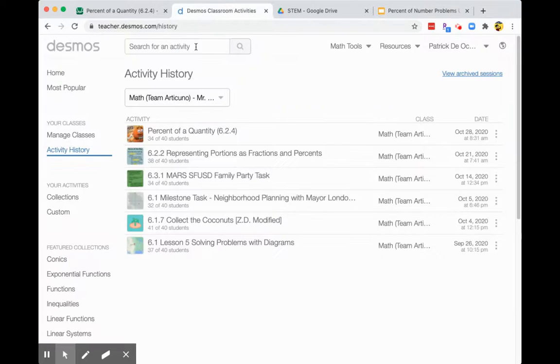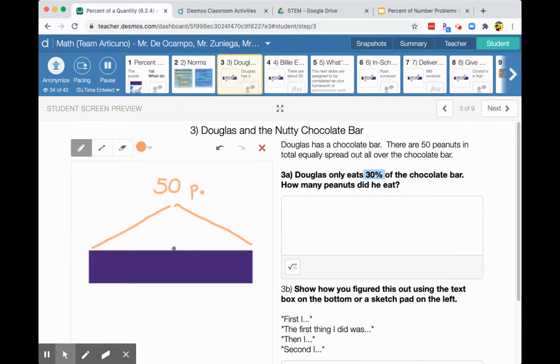So what I'm going to do is, I know 50% is right around here. Now let's change the problem a little bit. Sometimes in math, it's okay to change the problem a little bit to help us understand. What if Douglas ate all of the chocolate bar? What if Douglas ate 100% of the chocolate bar? All right, let's represent that. 100% is right here.